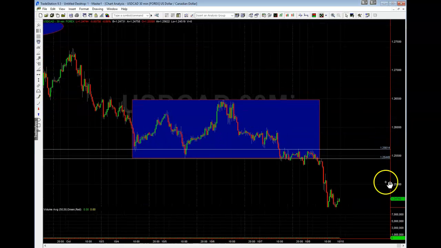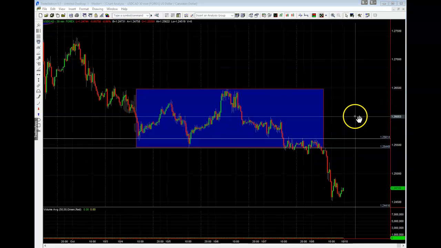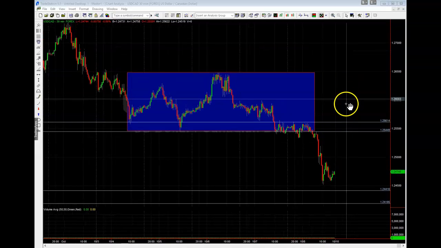It's a little confusing. You can see over here is how many Canadian dollars it takes to buy a US dollar. So when the market goes down, the US dollar gets weaker. It takes 1.25 Canadian dollars. But if the market goes up, the US dollar gets stronger. It takes more Canadian dollars, right? It takes 1.265. So hopefully everybody kind of gets that.